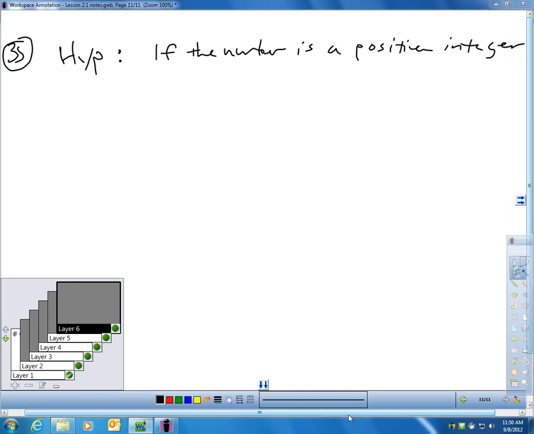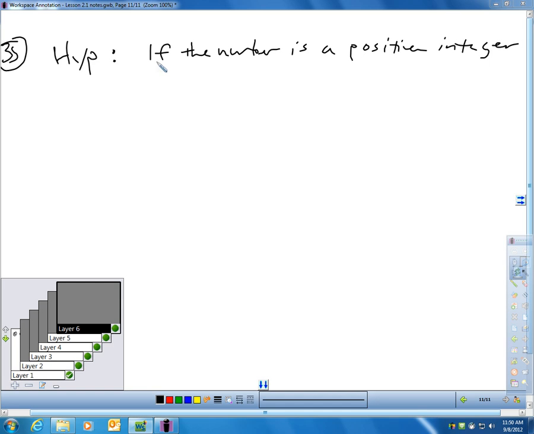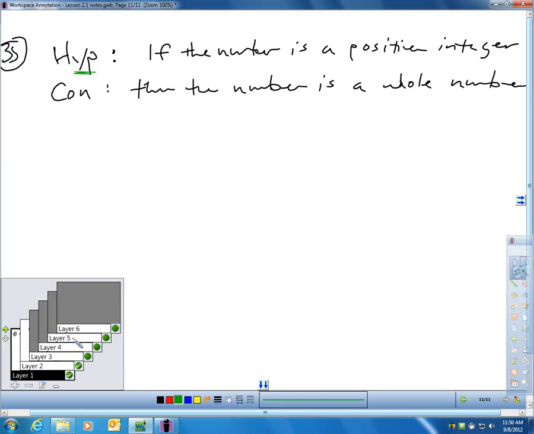In 35, here's the statement: if a number is a positive integer, then the number is a whole number. Well, if the number is a positive integer, that's my hypothesis. Okay, that's going to be my hypothesis. My conclusion is that the number is a whole number. Is that true? If I have a positive integer like 1, 2, 3, 4, 5, 6, 7, 8, 9, etc., is that a whole number? Are 1, 2, 3, 4, 5, 6, 7, 8 the whole numbers too? Well, sure they are. Okay, that's definitely true.